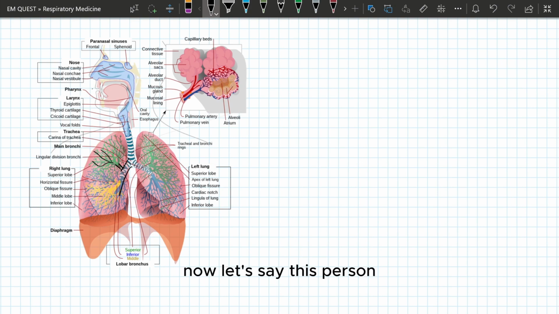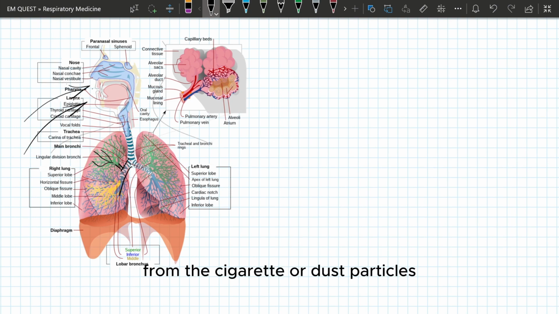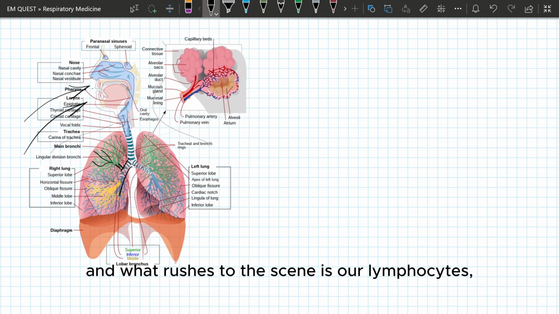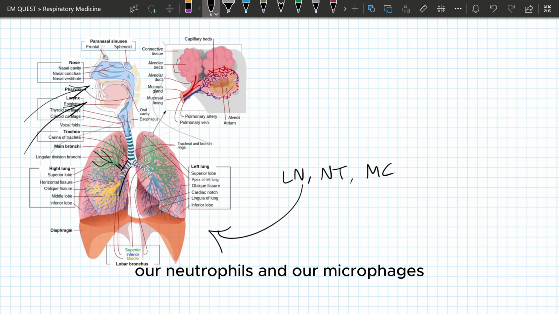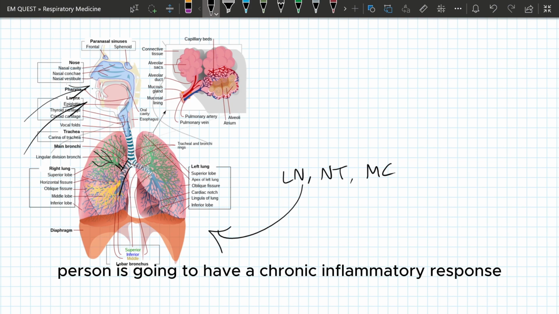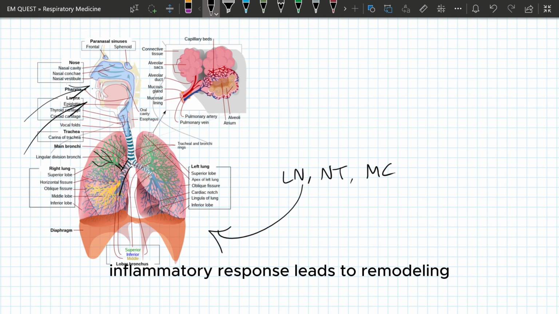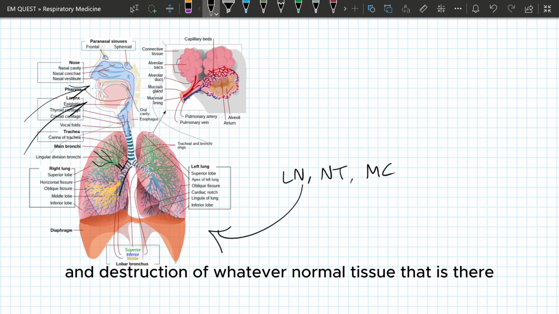Now let's say this person gets exposed to smoke from the cigarette or dust particles. This exposure is quite inflammatory to the lungs, and what rushes to the scene is our lymphocytes, our neutrophils, and our macrophages. But over time, if this person keeps having this repeated exposure from cigarette smoking, from dust particles, then the person is going to have a chronic inflammatory response, and generally any chronic inflammatory response leads to remodeling and destruction of whatever normal tissue that is there.